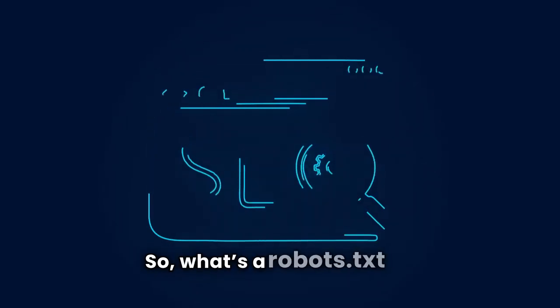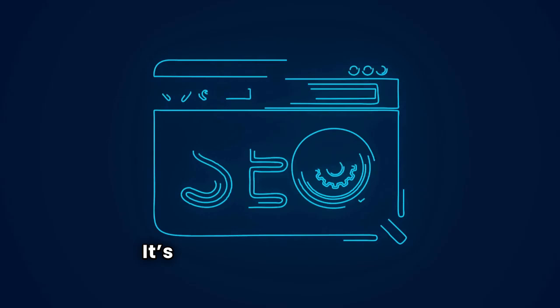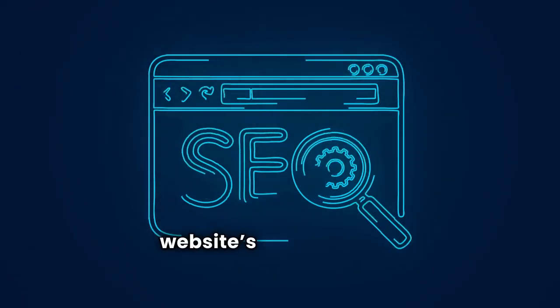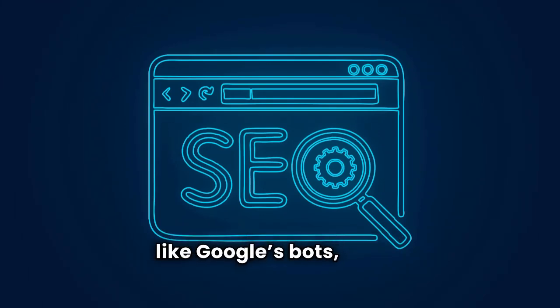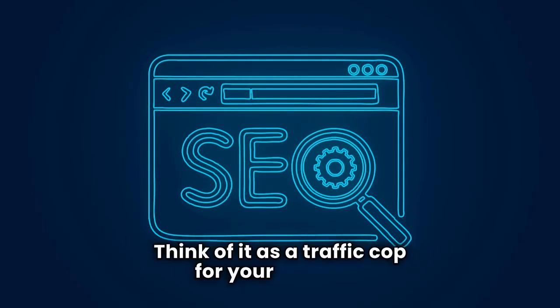So, what's a Robots.txt file? It's a simple text file placed in your website's root directory that tells search engine crawlers, like Google's bots, which pages or sections of your site to crawl or not to crawl. Think of it as a traffic cop for your website.